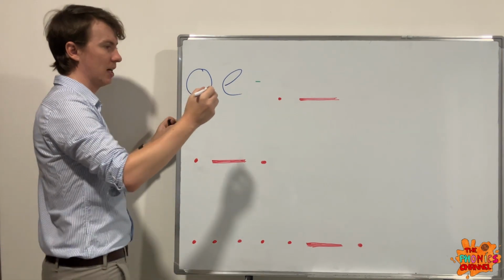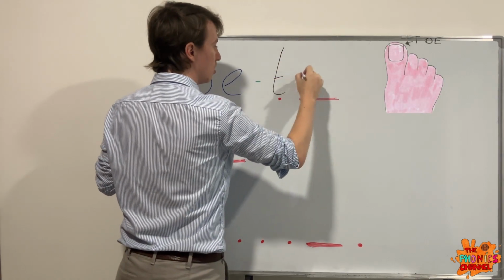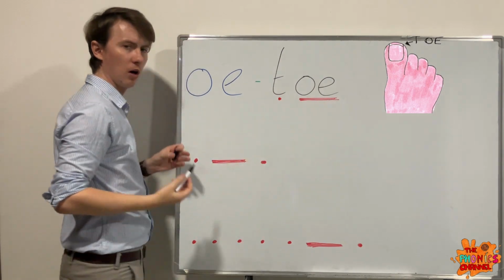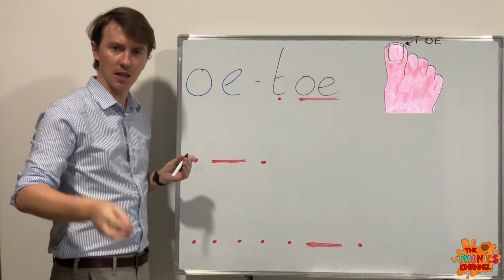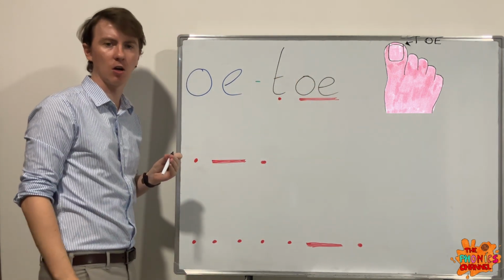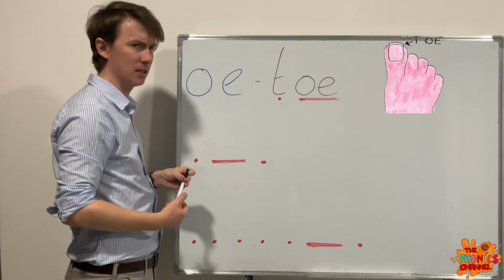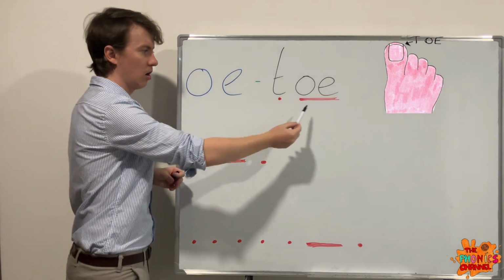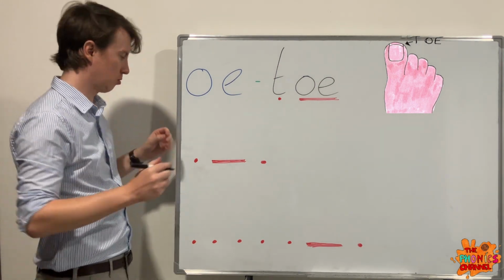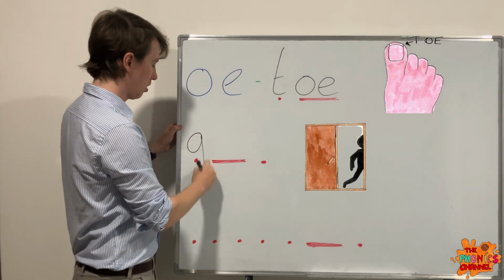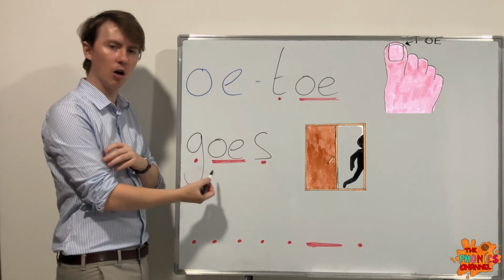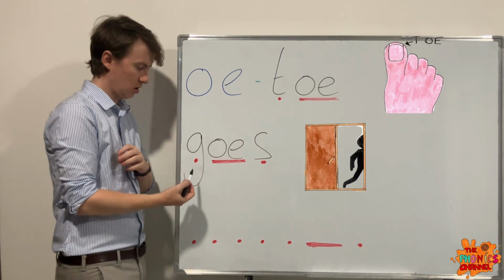Okay, so we have toe, T, O, toe. Three letters making two sounds. T, O, toe. My big toe is hurting. Maybe I banged it on something. Toe, T, O, toe.